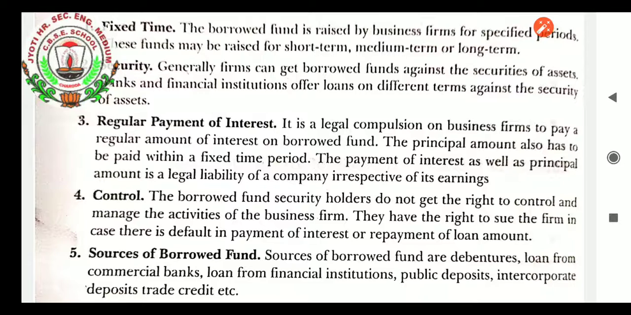Control. From the control point of view, when we see borrowed fund, security holders do not get the right to control or manage the activities of the business firm. They have the right to sue the firm in case there is default in payment of interest or repayment of loan amount.